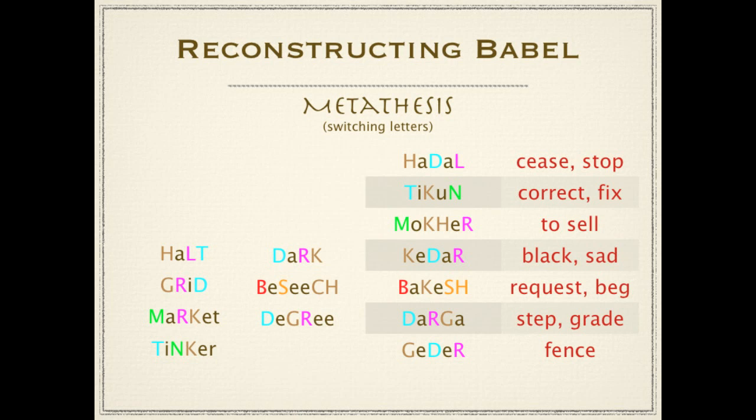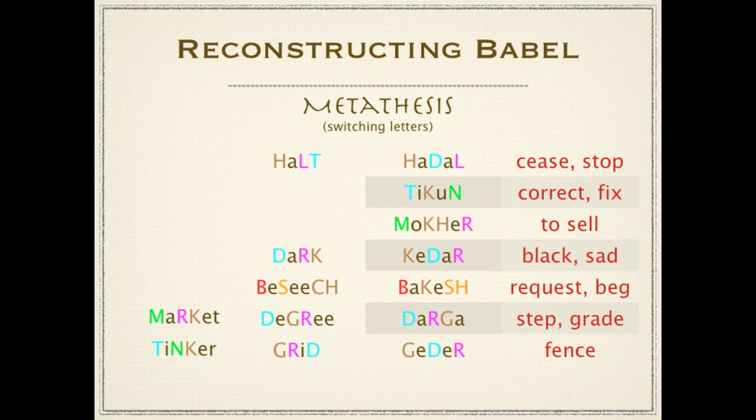Halt lines up with chadal, to cease or stop. Grid lines up with geder, a fence, a similar grading or perimeter barrier of vertical lines. One often has to be creative to see these links a millennia later.